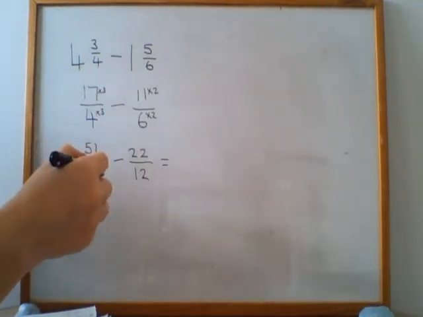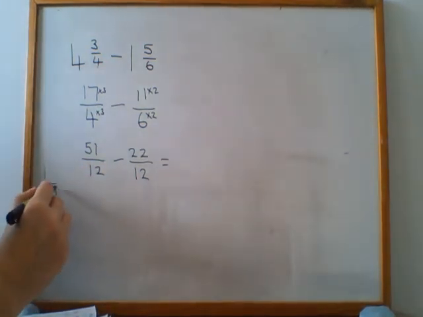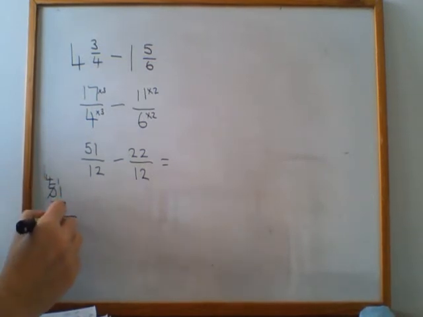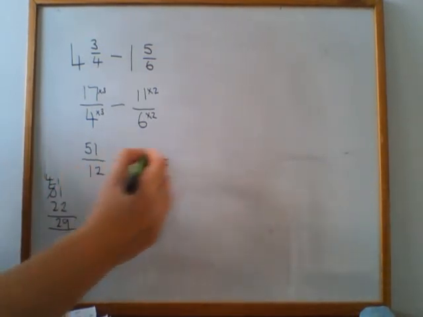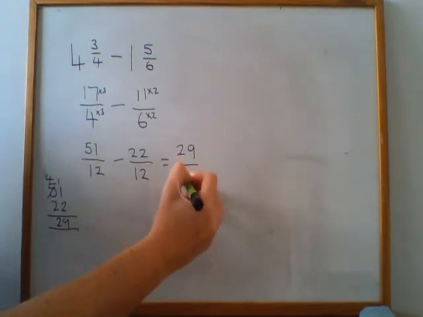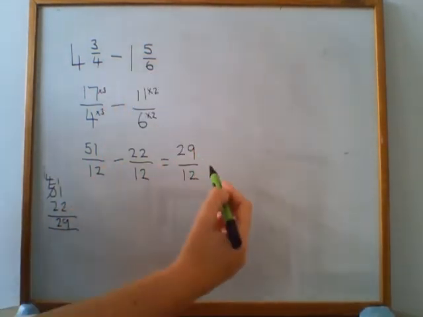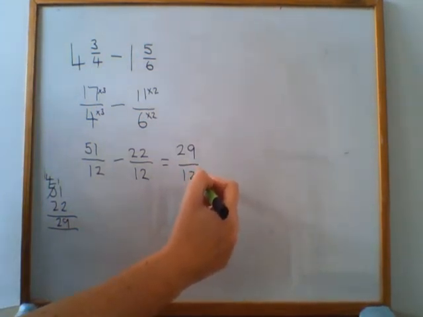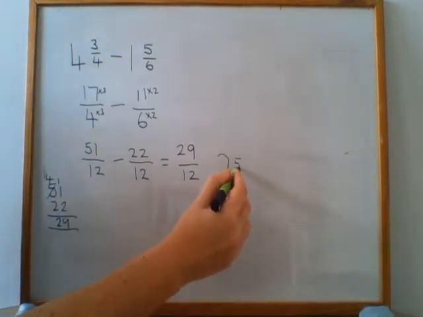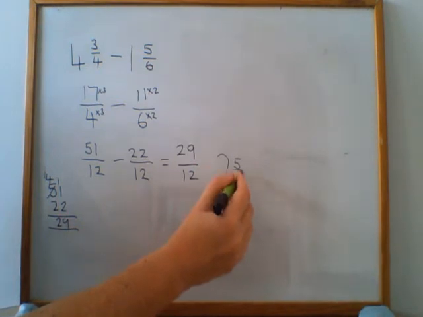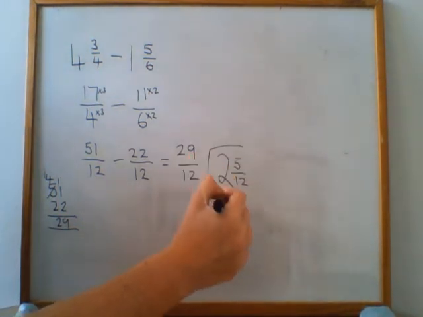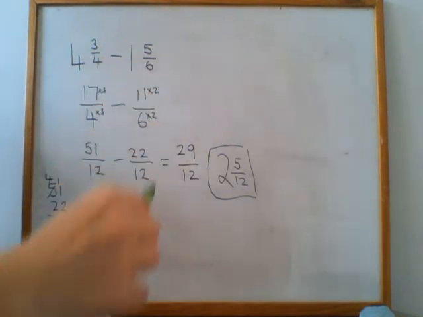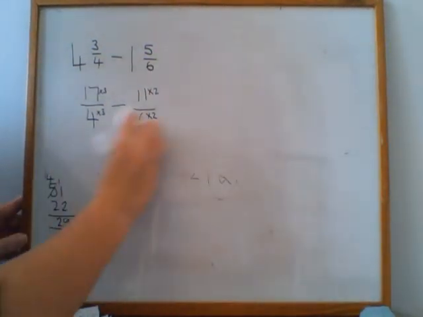So 51 take away 22. You can do a quick little subtraction. 11 take away 2 is 9, 4 take away 2, so that's 29. 29 twelfths. We started with mixed numbers, so we should put it back into mixed numbers, and we do that by saying how many 12s are in 29? 12, 24, so we get 2 wholes, and we get up to 24, we get 5 left over, and we keep our denominator the same. We can't simplify that, so our answer would be 2 and 5 twelfths for that question. Well done if you got that correct.